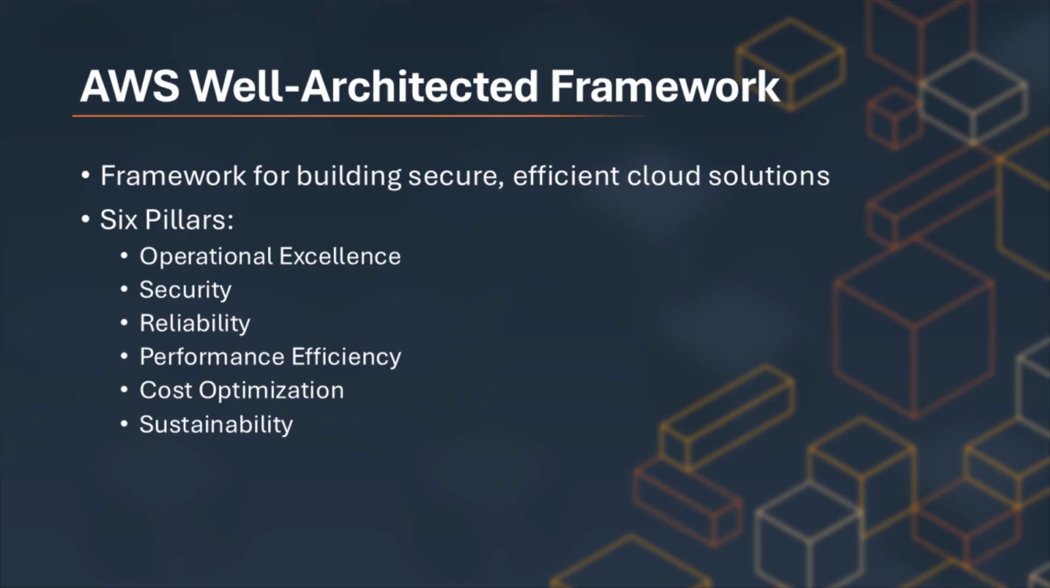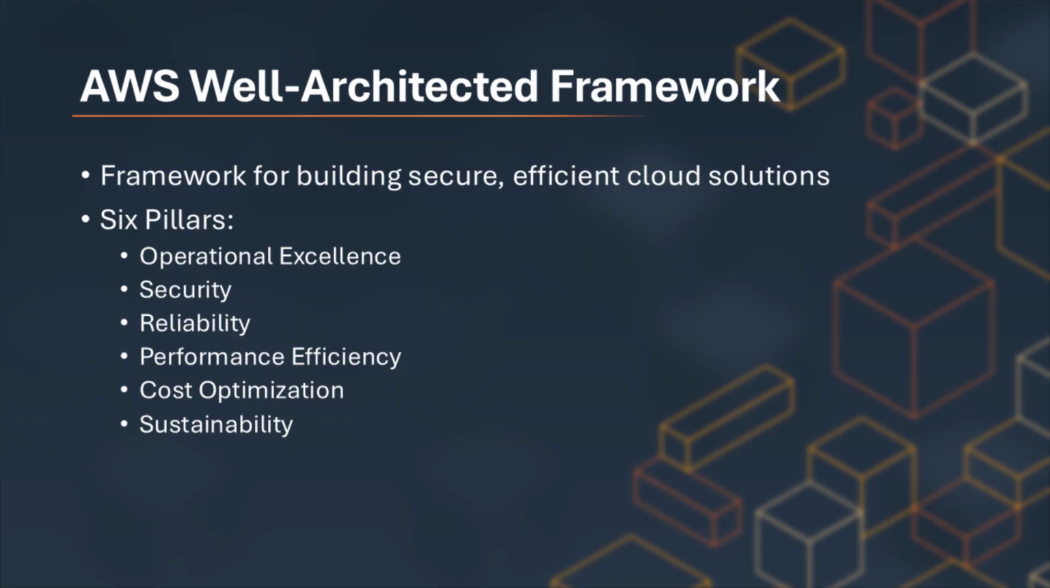Now, let's move to the AWS Well-Architected Framework. This framework guides you in building secure, efficient, and reliable cloud solutions. It's built on 6 pillars: operational excellence, security, reliability, performance efficiency, cost optimization, and sustainability. Let's break these down, as the exam loves testing your ability to identify them. Operational excellence is about running systems efficiently. For example, using AWS CloudWatch to monitor application performance ensures you catch issues early. Security focuses on protecting data, like encrypting sensitive customer information with AWS Key Management Service.